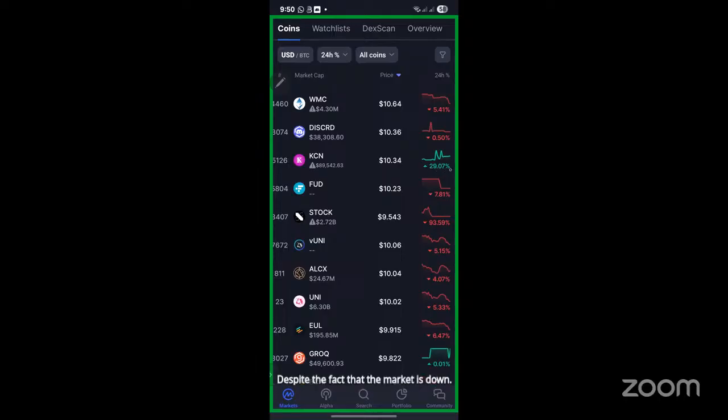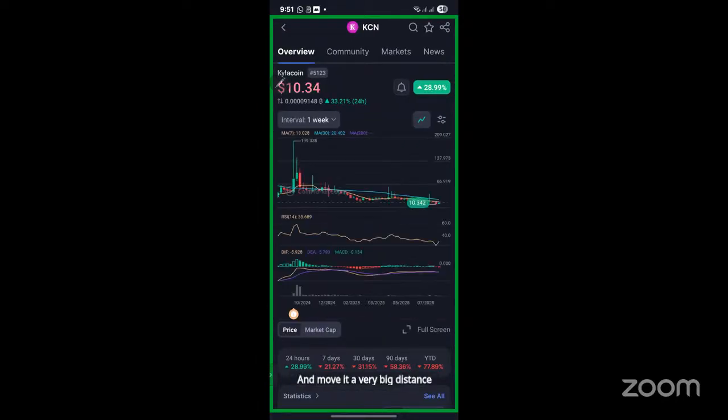But what is its market cap? It is 89,000. It is easily manipulated. One person, one serious buyer, can pump money into this coin and move it a very big distance. One person like this can pump this coin and it goes this way, and it goes to 199.